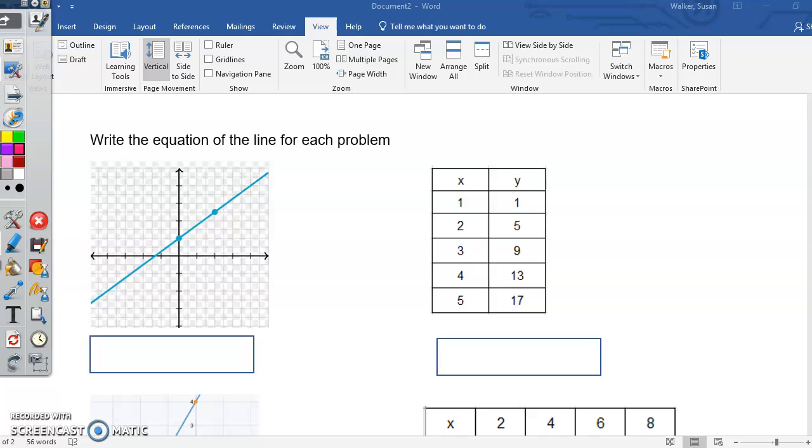Now we're going to write the equation of this line. So the first thing I want you to notice is that the line does not cross right here at the origin. Okay, so it's not proportional, so we're not going to use y equals kx. We're going to use y equals mx plus b. This is non-proportional.